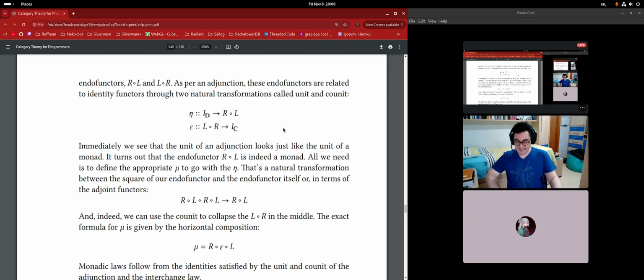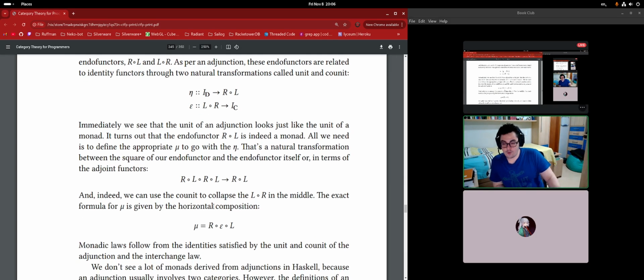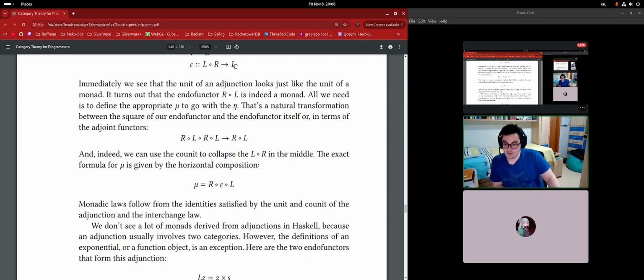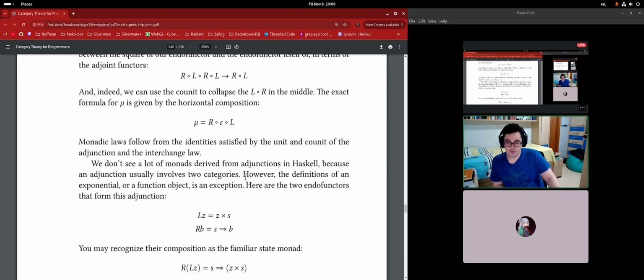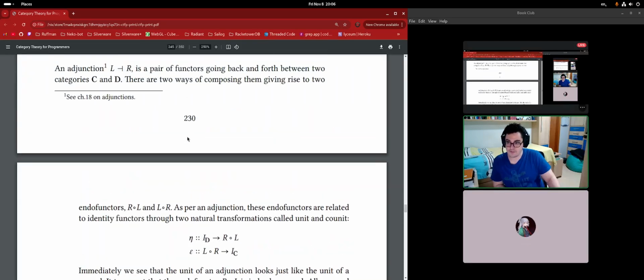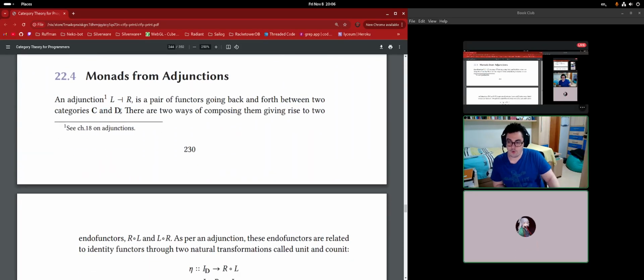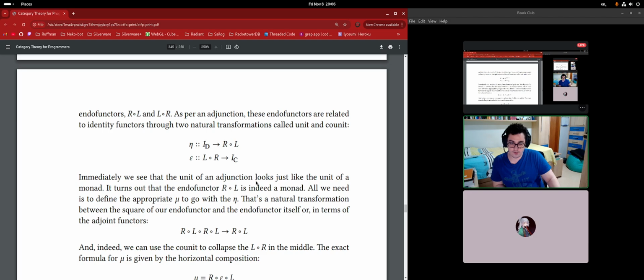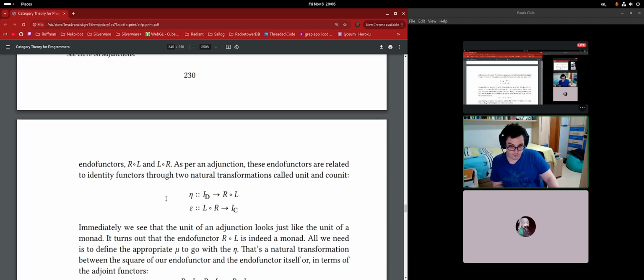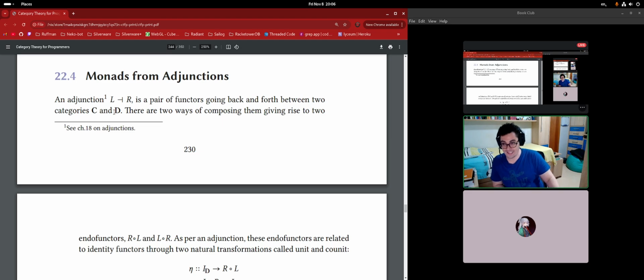That's fine. And indeed, you can use the counit to collapse, as I already said. Monadic laws follow from the identities satisfied by the unit and counit of the adjunction and the interchange law. We don't see a lot of monad adjunctions in Haskell because an adjunction usually involves two categories. Remember, C and D. Yeah. And monads are monoids in the category of endofunctors, so we don't have a D. Well, we do, but D is C.